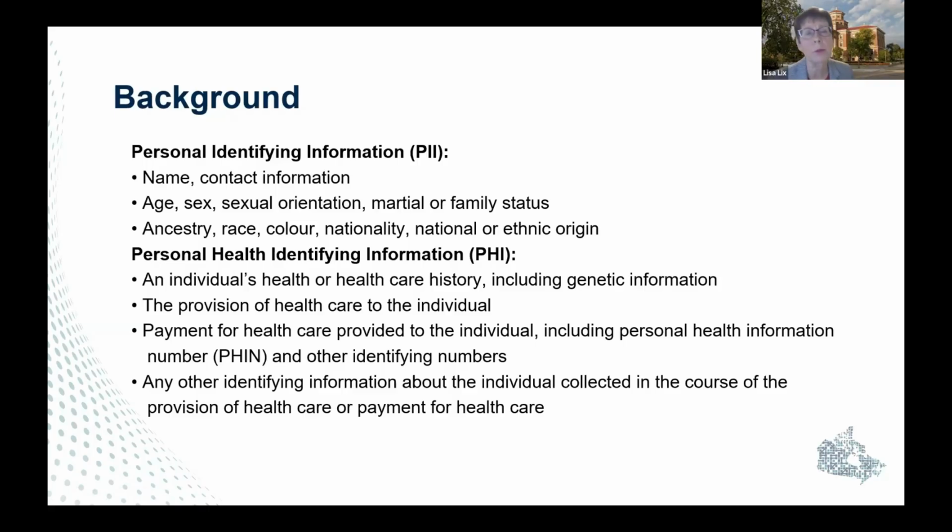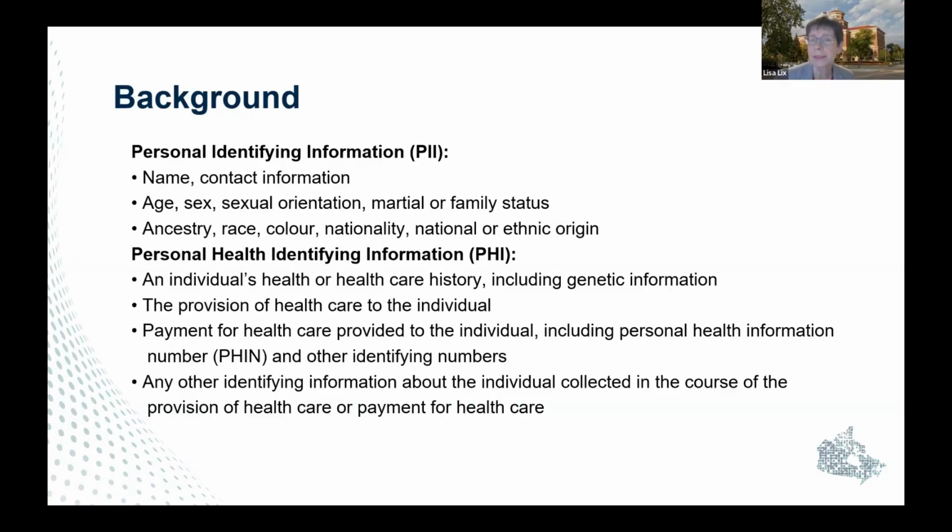Then we can also think about personal health identifying information that might exist. And it might be around an individual's health history, what health care is provided, payment to individuals. And this is where we might also have real personal health numbers or other identifying numbers that are in the data. And then there could be a variety of other kinds of health information that might be identifiable.